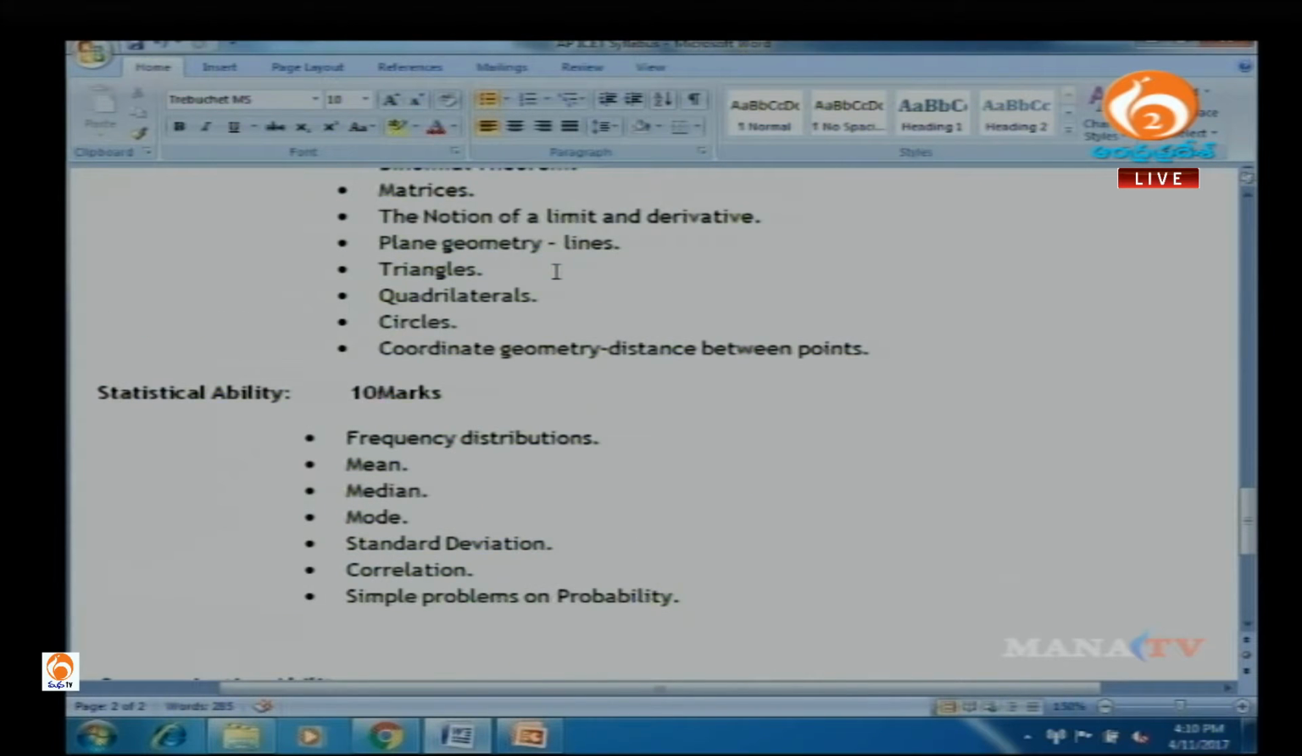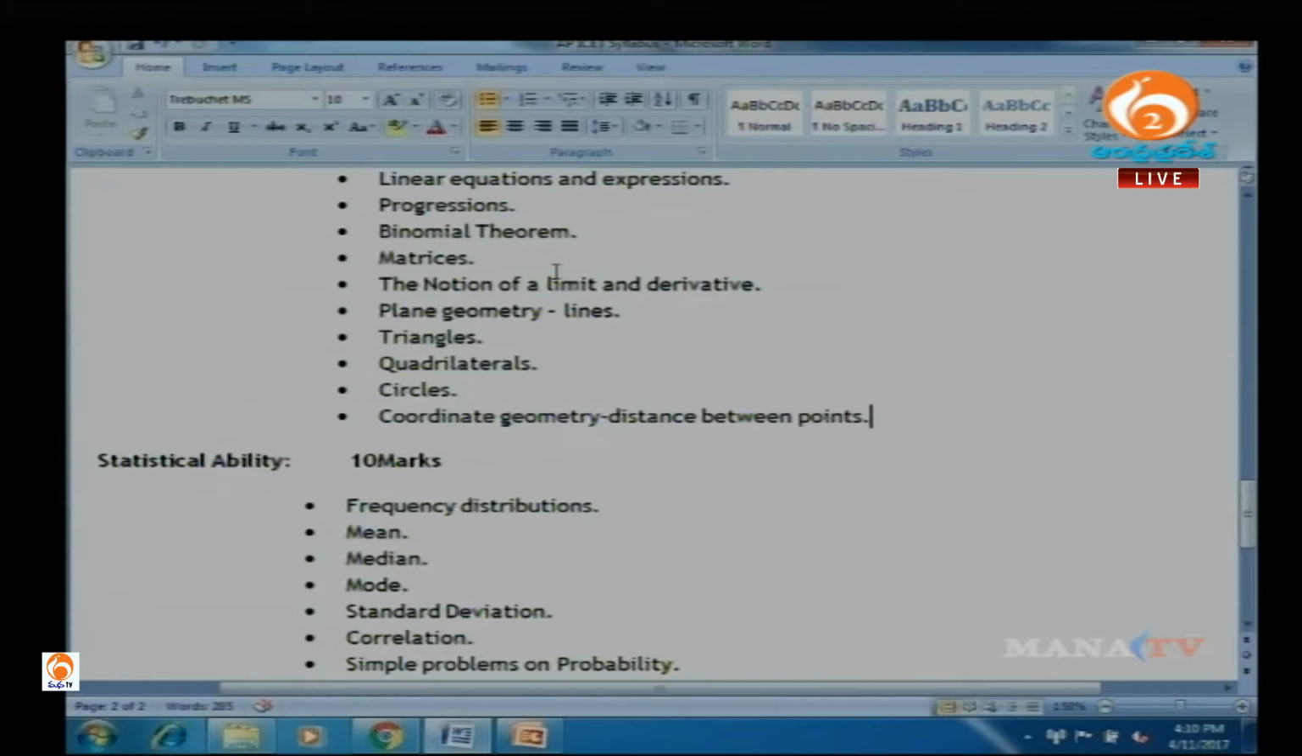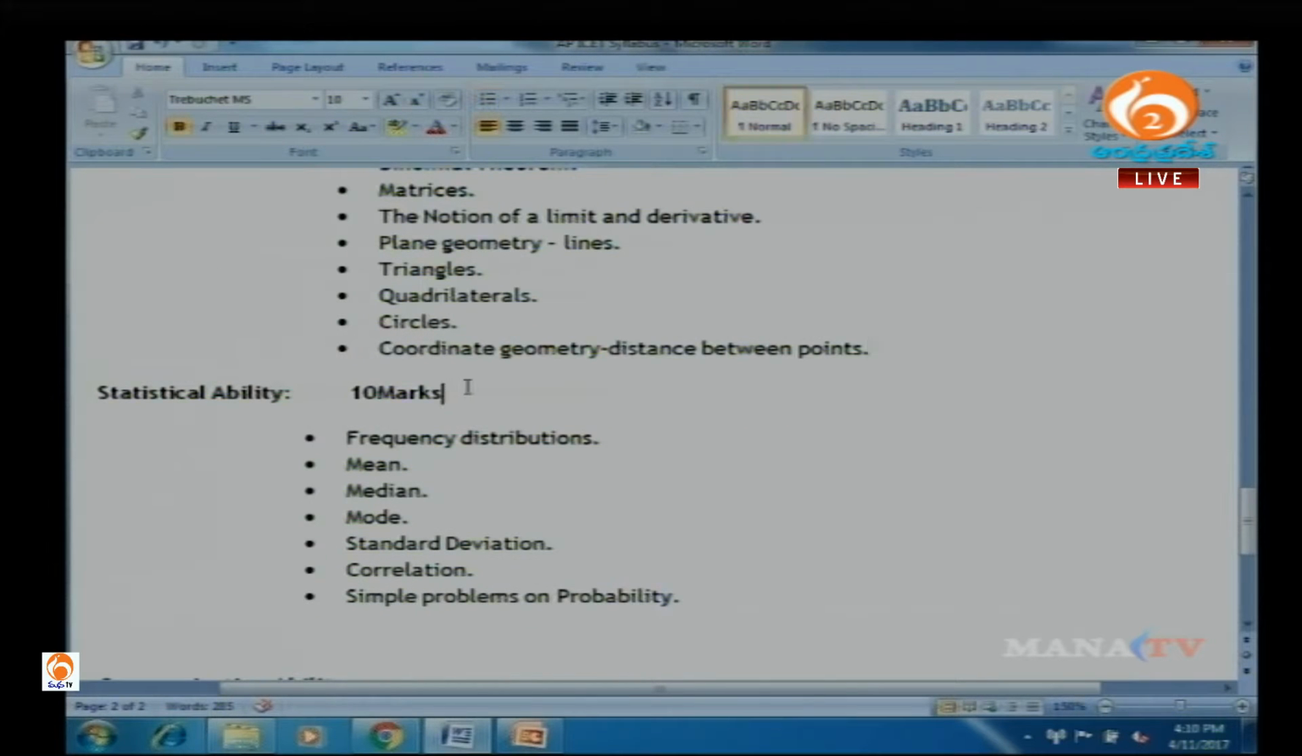Statistical ability, as the word suggests, has to do with statistics. It's for 10 marks, and for these 10 marks you will have to prepare certain topics, which are frequency distributions, mean, median, mode, standard deviation, correlation, simple problems and probability.